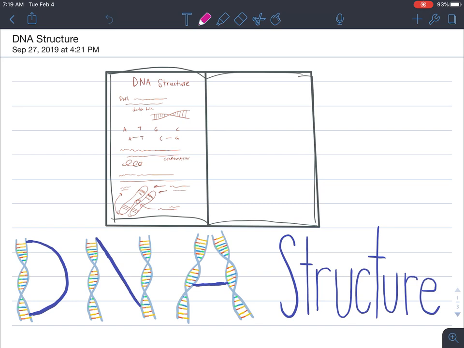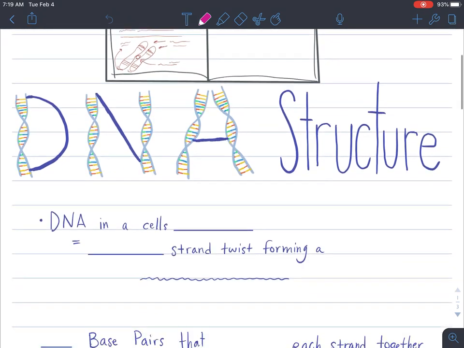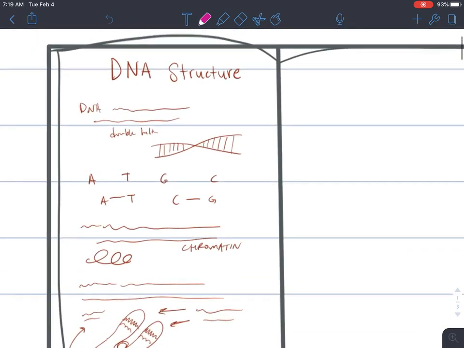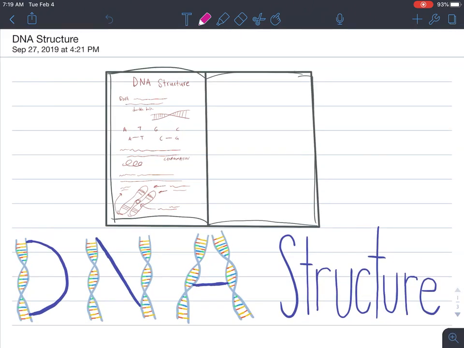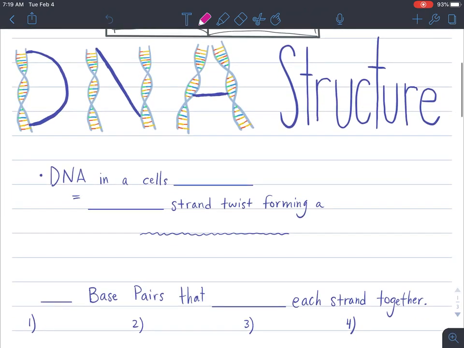So let's learn about how DNA fits inside of our cells and how it holds our genetic information. So go ahead and title your page DNA structure, and let's dive on in.